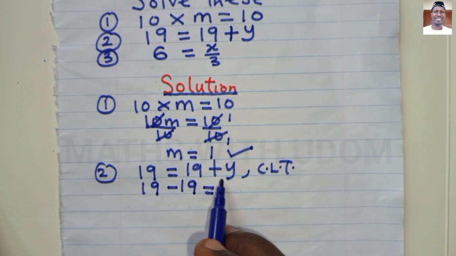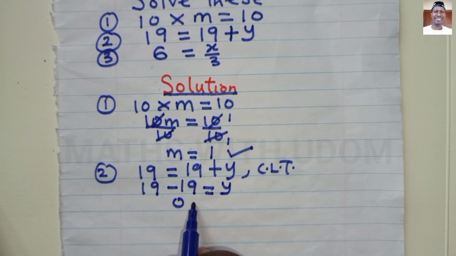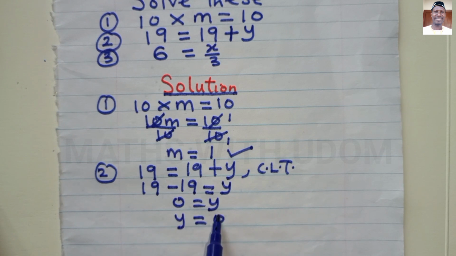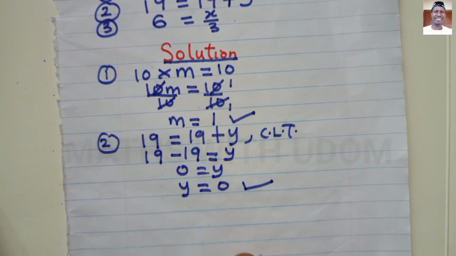So equals plus y, which is the same thing as y. So 19 minus 19 is 0, equals y, which we can rewrite as y equals 0, because the variable or the unknown is always on the left hand side. So that's the correct answer. Let's move to the third one quickly.